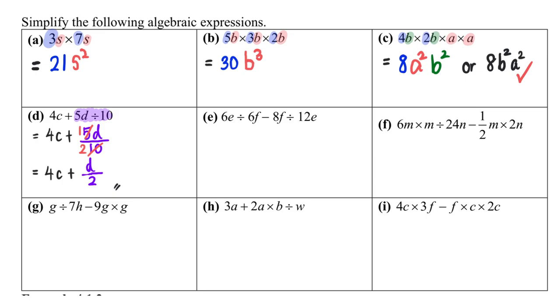So going to part E. Again, I see divide, I see minus, I see divide. Yes, we should do the division first. And therefore, you will see me have a minus in the middle. I have a 6e over 6f. I have a 8f over 12e. Okay? And I continue to simplify. 6 divided by 6 left 1, 6 divided by 6 left 1.